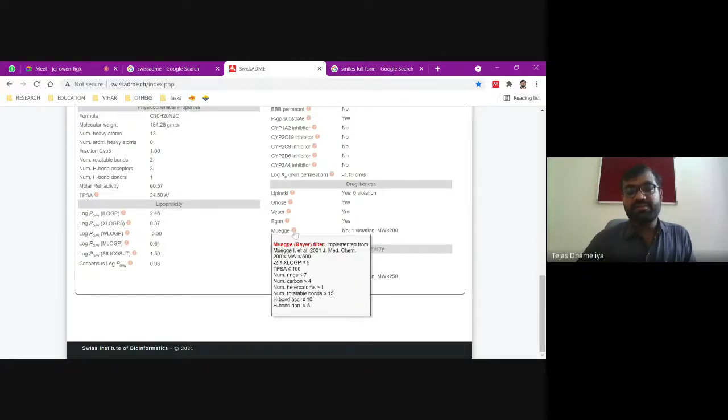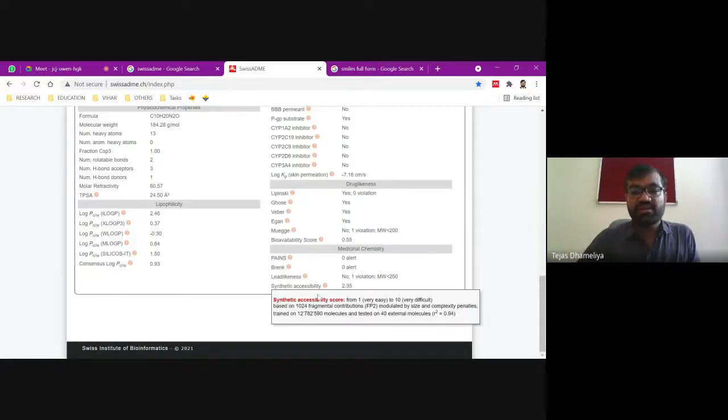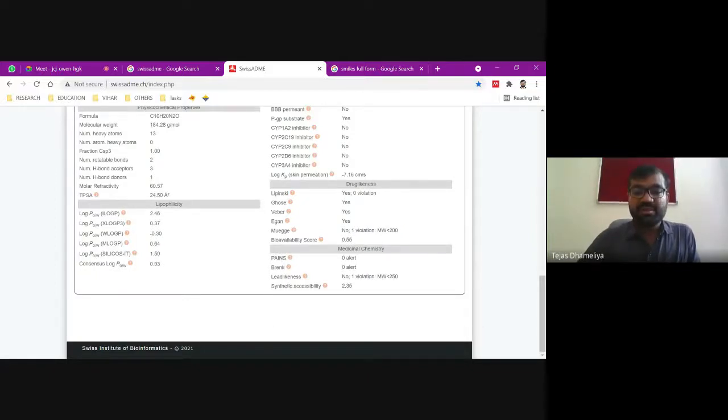Then Muegge's rule or some Bayer filter. So you can consider not only the number of rings, the number of carbon atoms, so many other things are considered. So depending upon this, it is mentioned here whether it is followed or not followed. If not followed, then how many violations are there and why? Because molecular weight is beyond this. We can predict. I'm not going to discuss these properties, but this is more important.